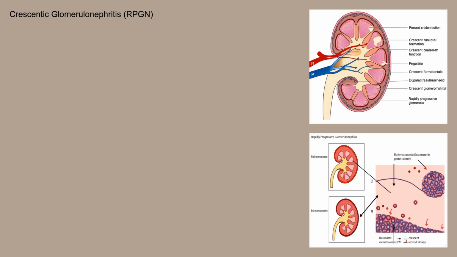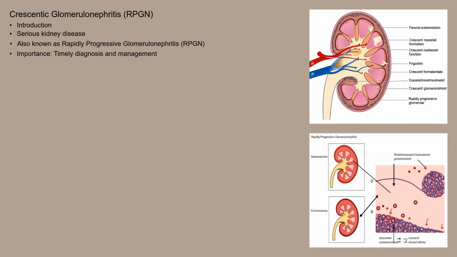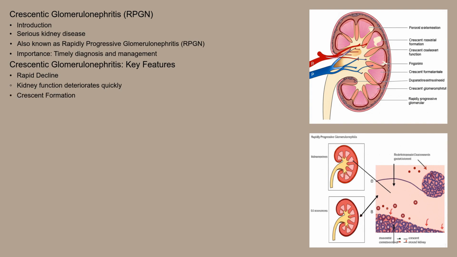Hello and welcome. Today, we're diving deep into a serious kidney disease called Crescentic glomerulonephritis. This condition, also known as rapidly progressive glomerulonephritis or RPGN, is characterized by a rapid decline in kidney function and the formation of distinctive crescent-shaped structures within the glomeruli, the kidney's filtering units. Understanding this disease is crucial for timely diagnosis and effective management.